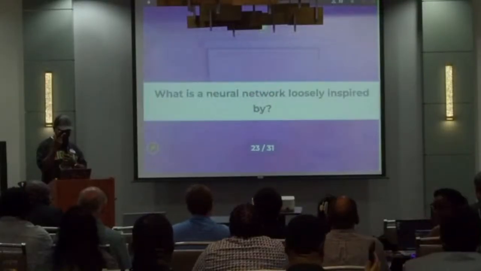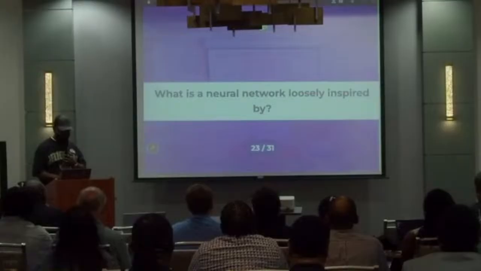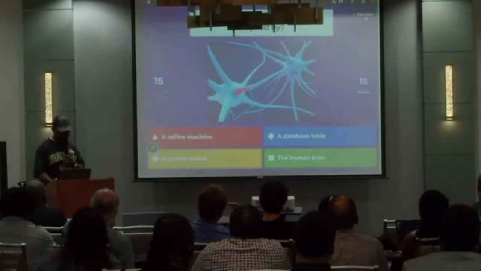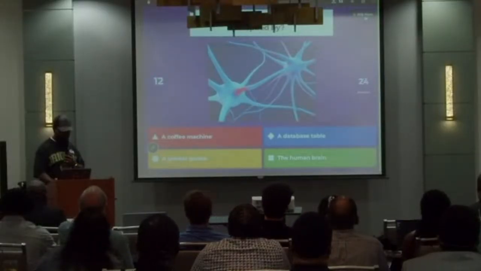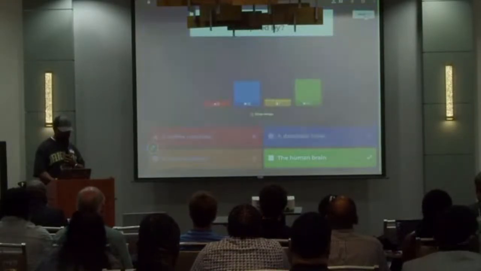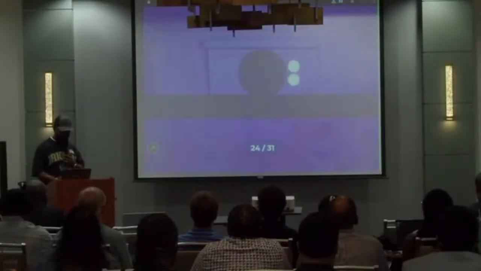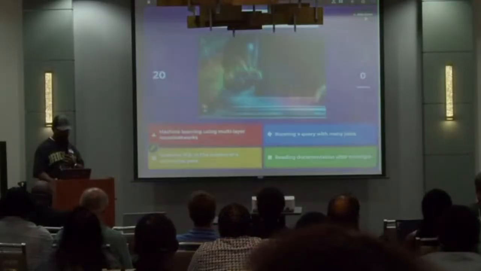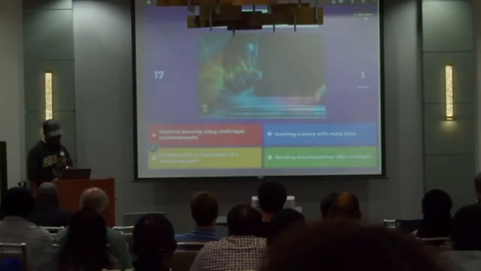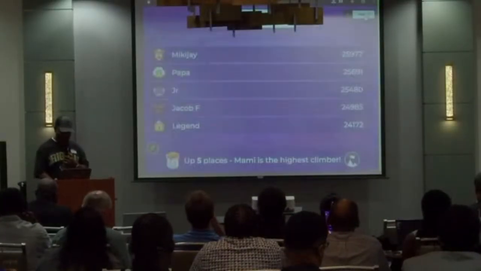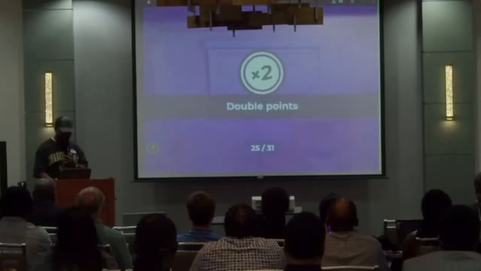It's because of the double point. What is a neural network loosely inspired by? Okay. This is simple though. The screen itself, the picture will give it out. All right. Let's go because of time. What is deep learning? All right. Because of time, good job, guys. Next, we have very few questions to go.